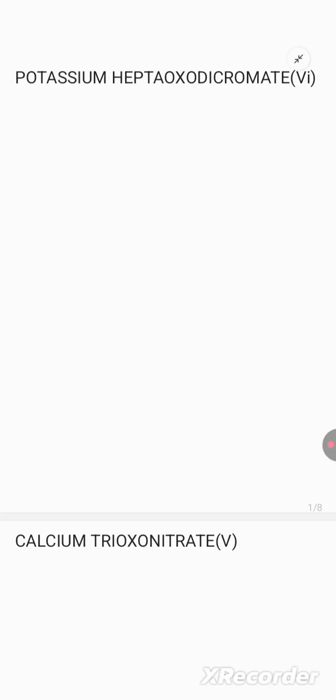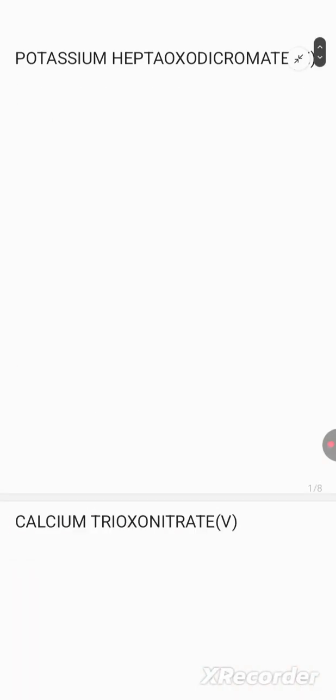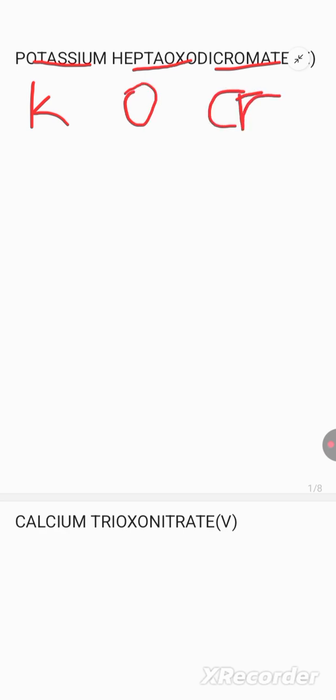The first thing you need to do is to identify the elements. We have three elements here: potassium, oxygen, and chromium. We have one potassium; heptaoxo means 7 oxygen; and dichromate means 2 chromium.